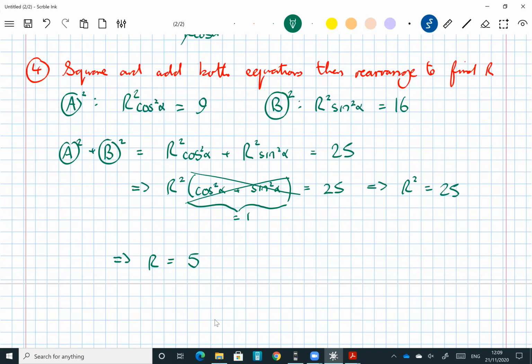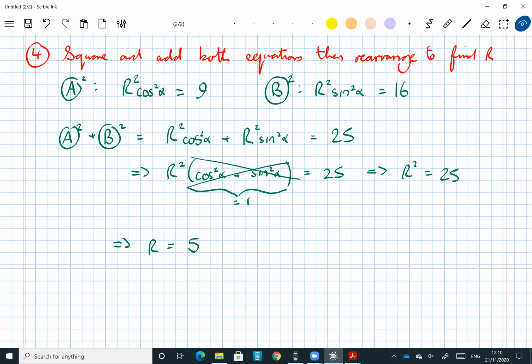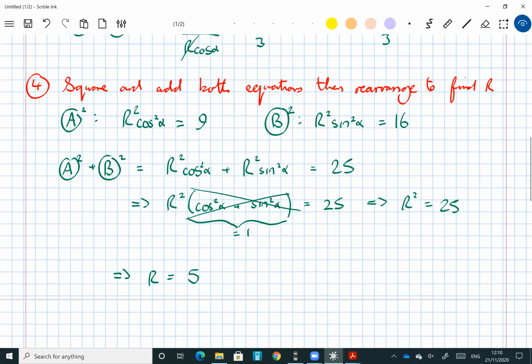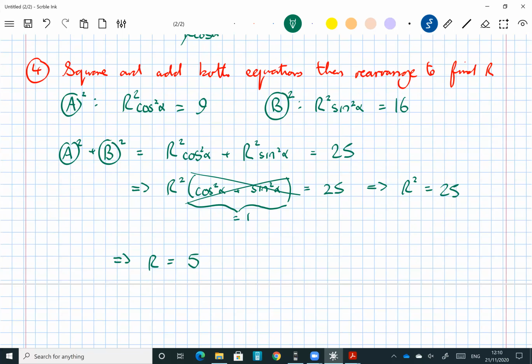However, in these questions, we typically discard the negative answer because the question would usually just ask for the positive value. So I'm just going to stick with r equals 5. So let's do another. Oh, and I said that this isn't necessarily the way I would do it in an exam. So in an exam, I'd do every other step the same. All of this would be the same, but step 4 is just a cheeky mark.